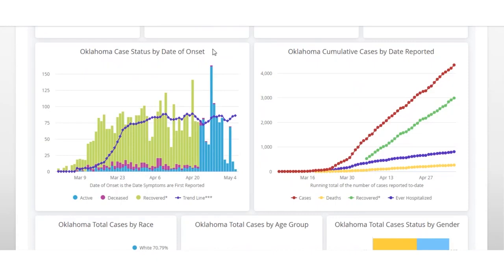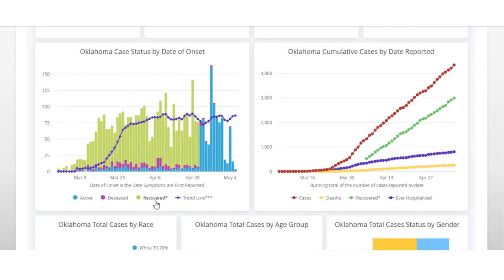The graph indicates how many of those individuals remain active, how many of those have died, or how many of those have recovered. Please note that an algorithm is applied and an individual is determined recovered if they've experienced 14 days past the onset of symptoms and are not currently hospitalized and are not deceased.